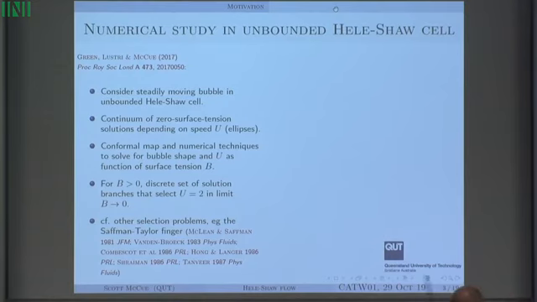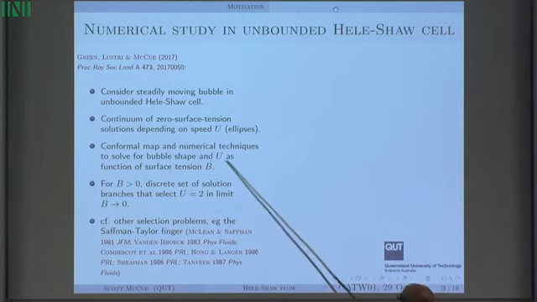In the zero surface tension case, you can write down the solution by hand, and the bubbles are ellipses. The aspect ratio depends on the speed. So for the zero surface tension case, the important thing to note is that the speed is not determined by the solution. It's left as a parameter, and the shape is also not fixed by that solution.